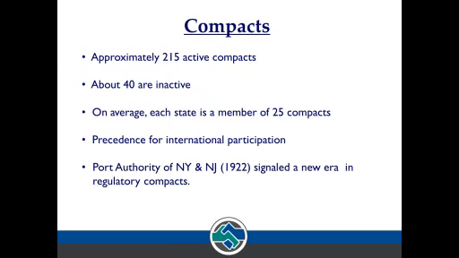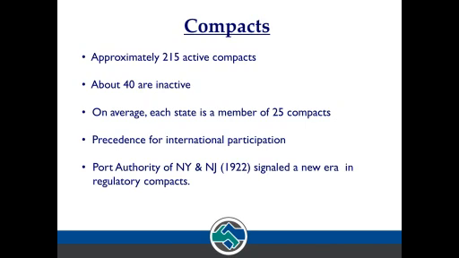Some statistics for you. On average, every state is a member of at least 24 compacts. Some more, some less, but approximately 215 compacts have been adopted by the state legislatures, either by state, regional, or national, since the ratification of the Constitution. So as you can see, these mechanisms are not newly discovered means of governmental regulation and are used, as I say, on average of 24 times by each state in a wide variety of state regulatory activities.